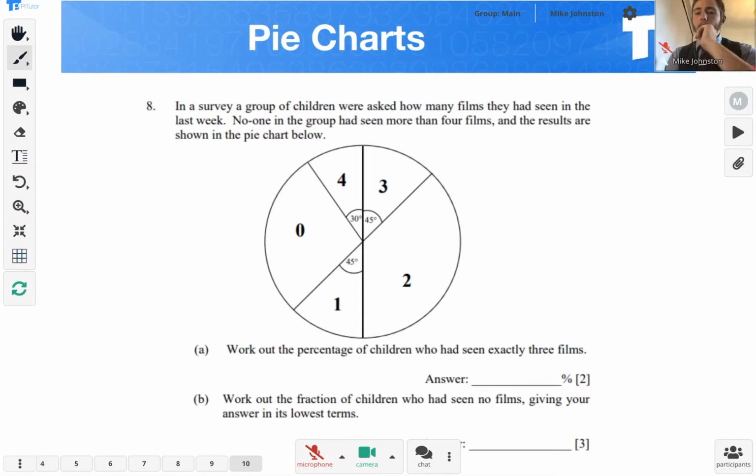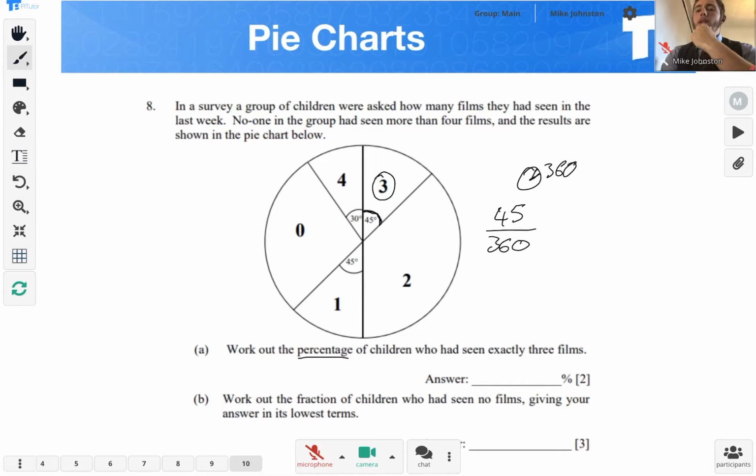Okay, so first of all, we need the percentage who have seen exactly 3 films. So we know this is people who have seen exactly 3 films. And the only information we have about this group is that this group makes up 45 degrees out of this circle. And we said on the previous question, we know a full rotation is 360. So we basically need to take 45 degrees of that, and we're going to think of that as a fraction. So this group with 3 films must represent the fraction 45 out of 360.